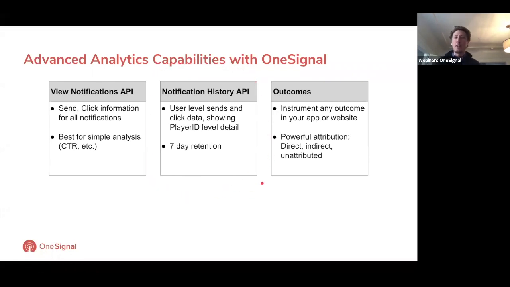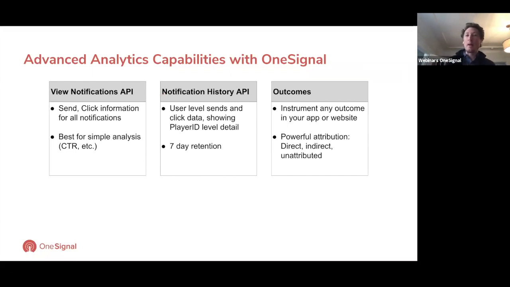Now, the notification history API is only available on our paid plans, as are outcomes, because to store all this data and maintain it takes us a bit more storage and bandwidth than we can provide for the basic offering over here. So notification history API gives you user level who clicked on and who received a message. That's only retained for 7 days because it's a lot of data, and typically folks accessing it via the API would maybe pull it down once a day. And then outcomes, which is what I'm going to talk about today.